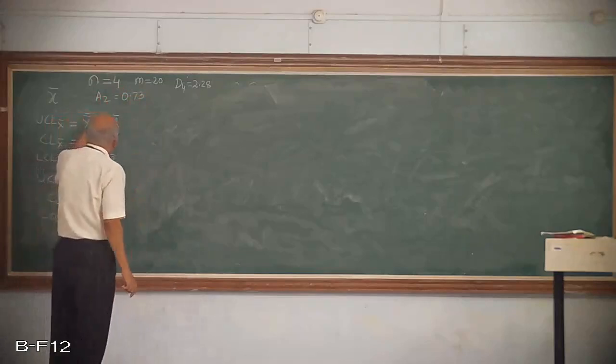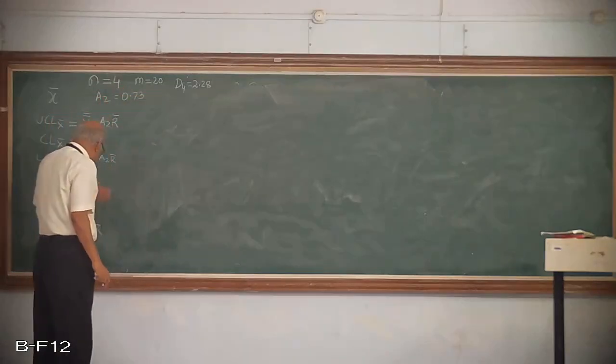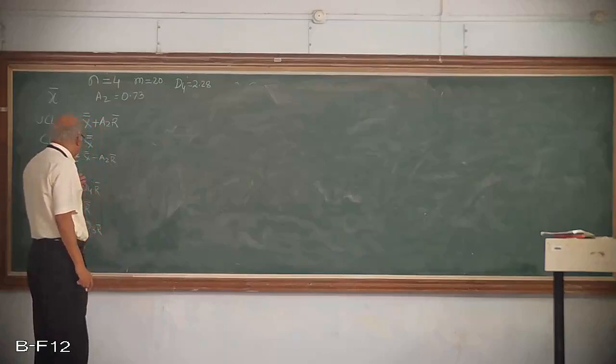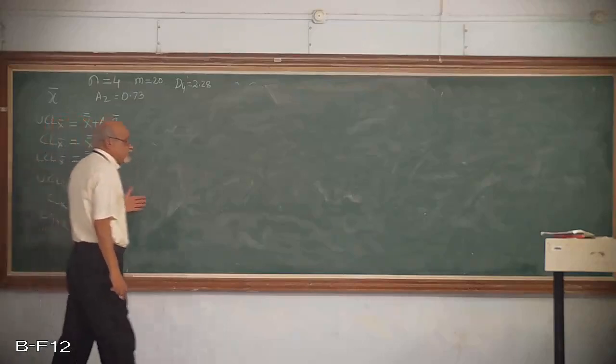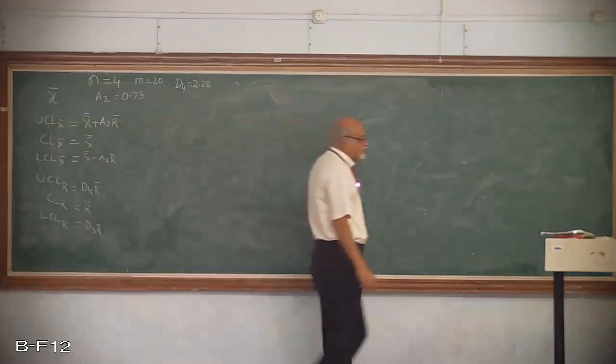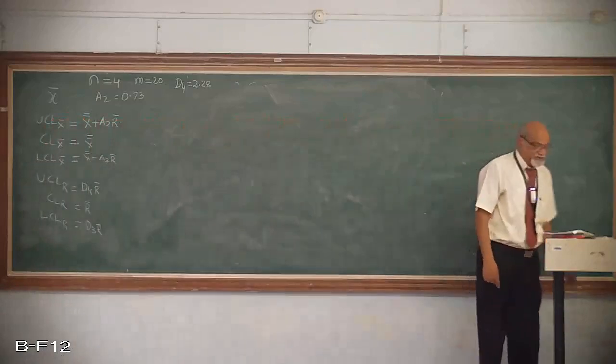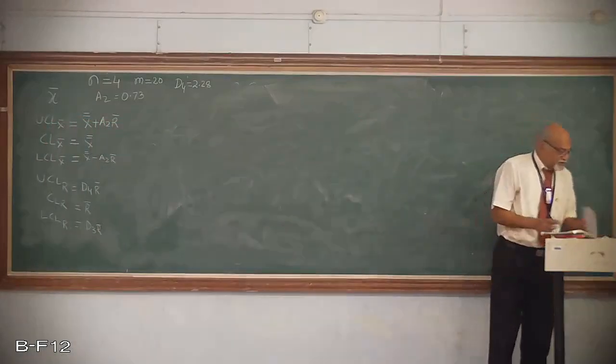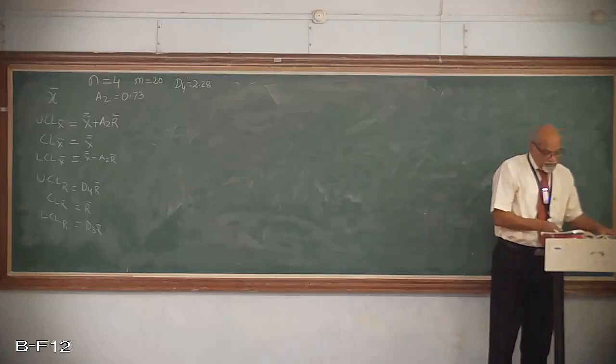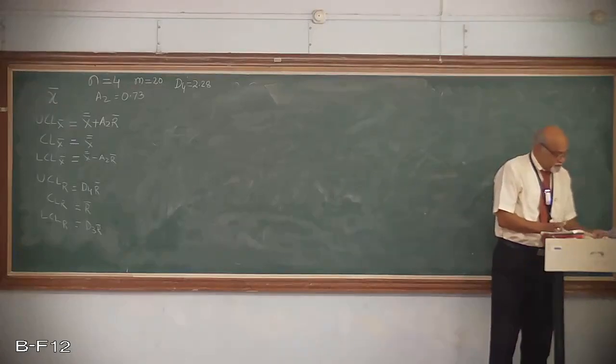So we can find out these things. R bar values we can find out, and the relevant upper and lower control limits can be found in this particular way. And if we have to represent them, I'll try to give you the values.